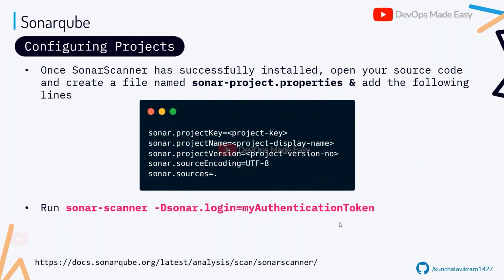So I create a token. Using that token only, I'll send the reports. Understood, guys? So Sonar Scanner has its own properties, and then SonarQube itself has properties, right? There are two. So I'll explain one more time.